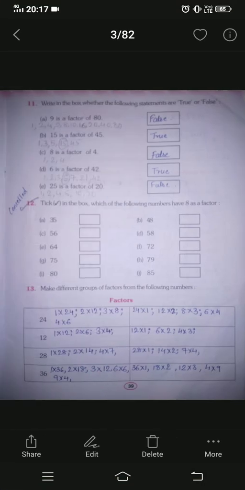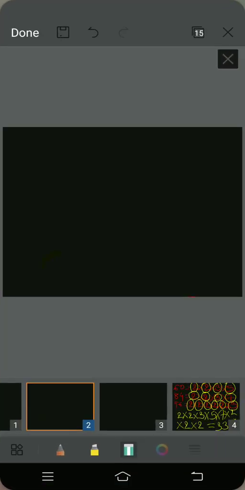Question number 11 is, write in the box whether the following statements are true or false. Okay, so you have to see true or false. They say 9 is a factor of 80. Okay, what is the question here, children? They are asking, is 9 a factor of 80? Okay, so what are the factors of 80? In whose table does 80 come? Simply, in whose tables does 80 come?